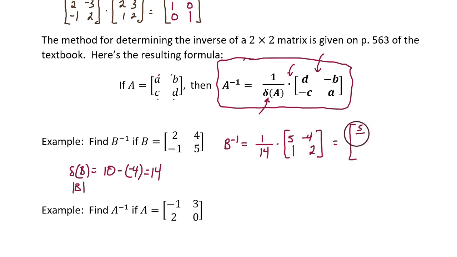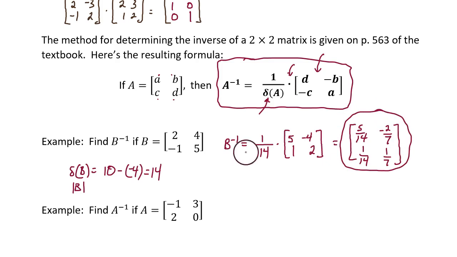So we have 5/14, then -4/14, which does reduce to -2/7. Down here it's 1/14, and then over here it's 2/14, which does reduce to 1/7. So here in the brackets is the inverse of matrix B. It's called B inverse. Let's do another example.